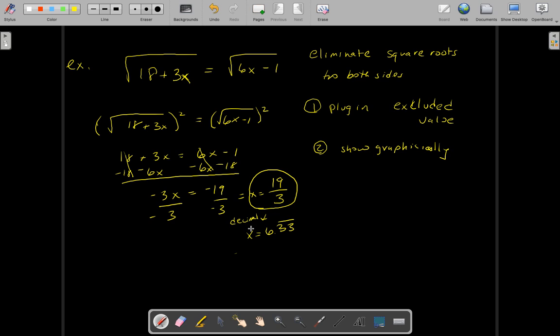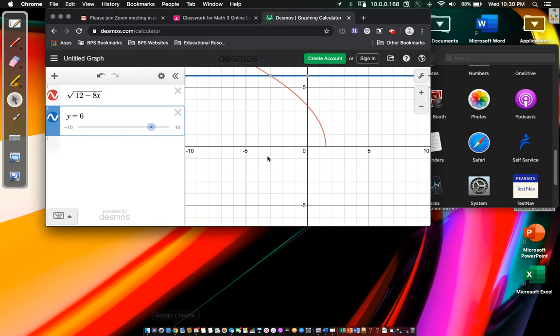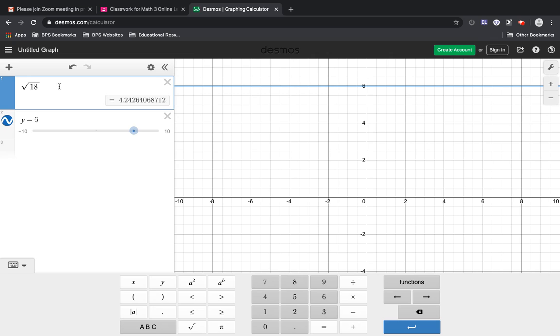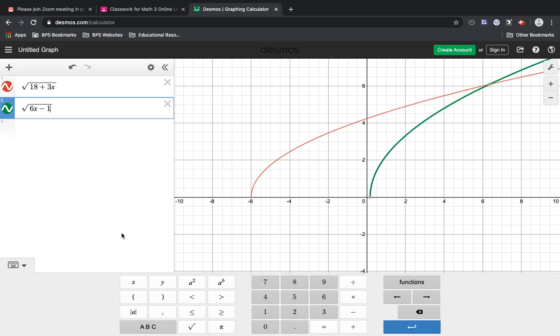So if I want to show this graphically, like I said before, I want to show graphically if we can. Let me go back to my graph here and plug it in. How we would plug it in for this one is, I'm going to plug in 18 plus 3x on one side, and on this one, I'm going to enter 6x minus 1. So here are both graphs, red and blue.